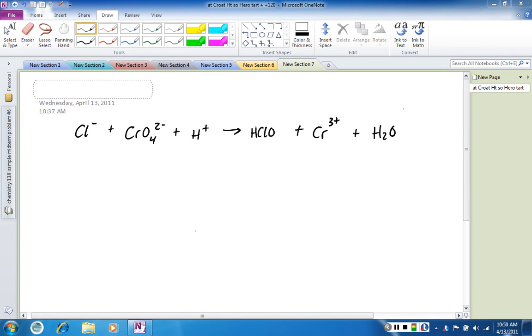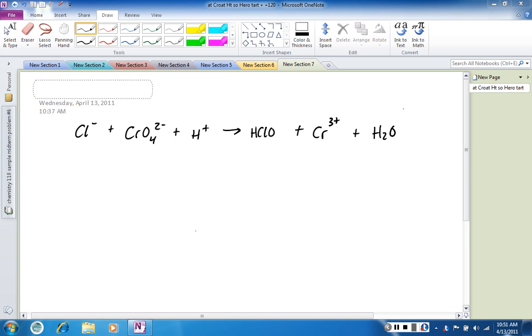Okay, we're going to work on number 2 on the sample final. This is a redox reaction. It's acidic conditions, and the first step is to balance your non-O's and H's. In this case, you've got one Cl on the left side, one Cl on the right side. You've got one Cr on the left side, one Cr on the right side. So our non-O's and H's are balanced.